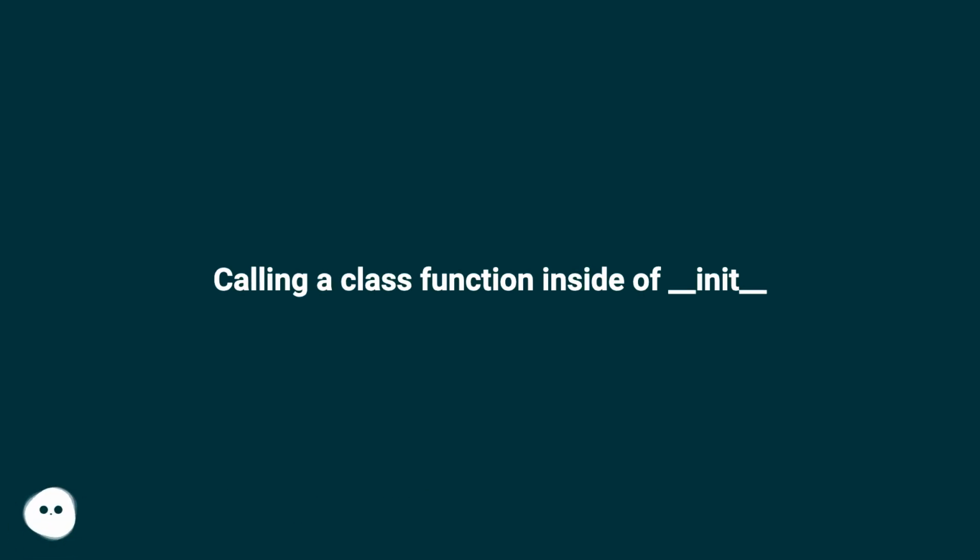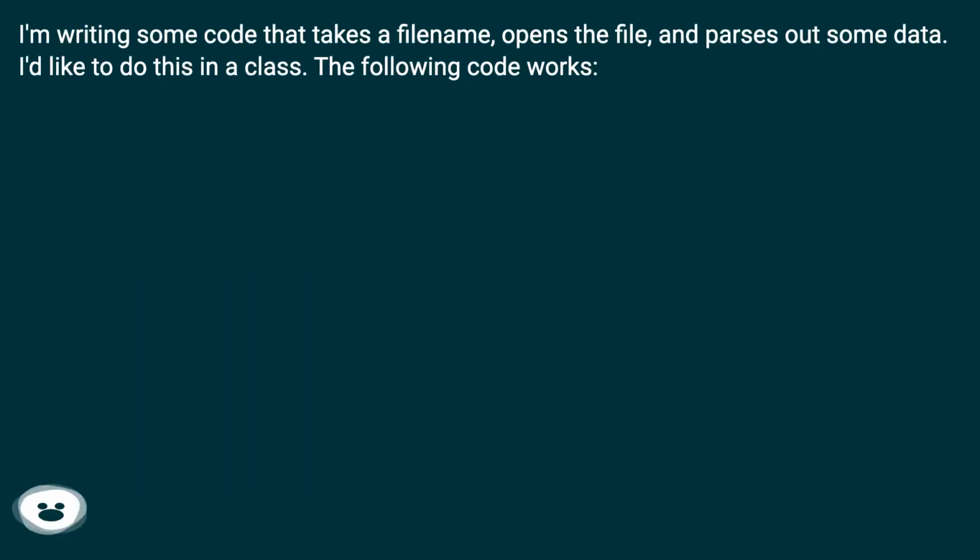Calling a class function inside of __init__. I'm writing some code that takes a file name, opens the file, and parses out some data. I'd like to do this in a class. The following code works.